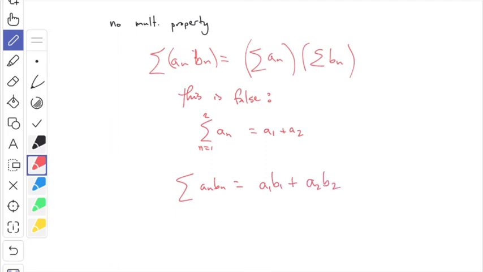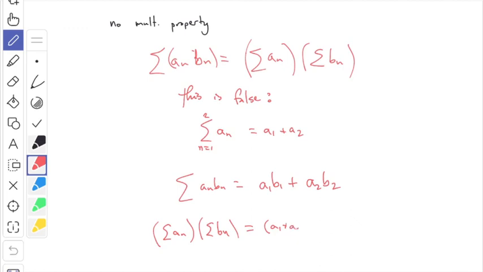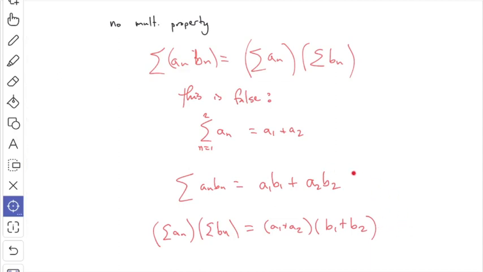What would the other side look like? This is the sum a_n times the sum b_n. This would look like a1 plus b1 times a2 plus b2. Sorry, I got this messed up. It's a1 plus a2 plus, times b1 plus b2, right? And are these the same, these two things? They are not the same. They're not equal, right? In order to do the second one, you have to do the FOIL, and you get a different answer from this one.